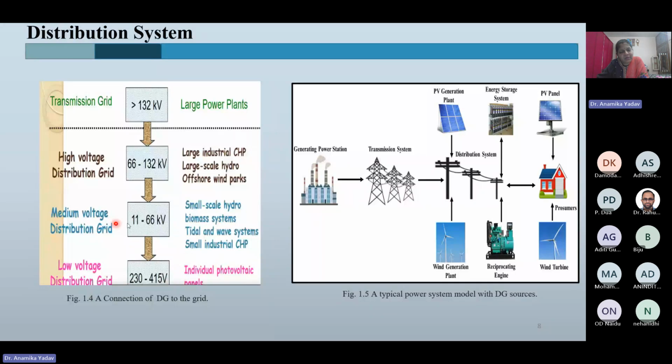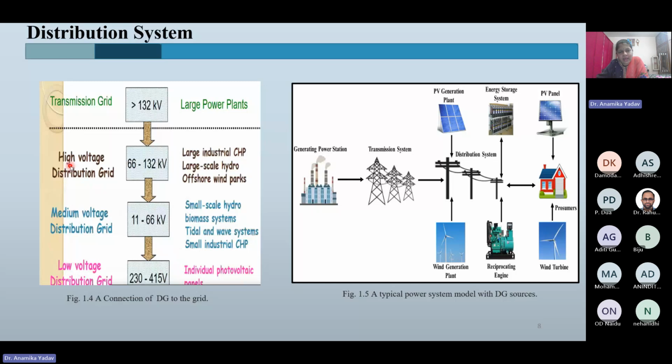Then comes 11 to 66 kV, which is considered to be a medium voltage distribution grid. Herein we can integrate different types of small scale hydro power plants, biomass based power plants, tidal wave systems, and small industrial combined heat power plants. All these are integrated at 11 kV and 66 kV.